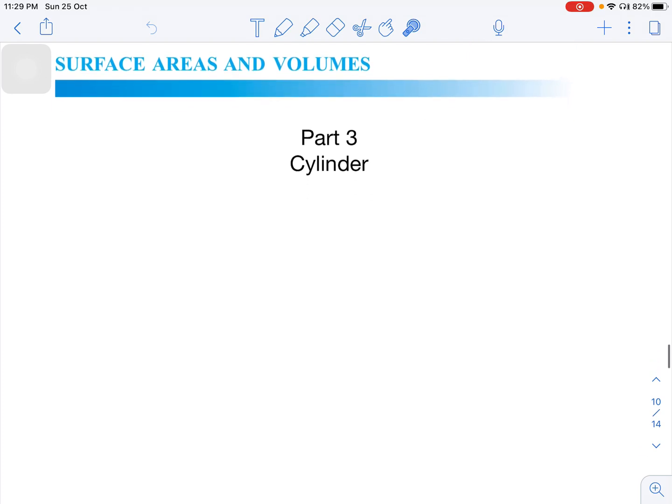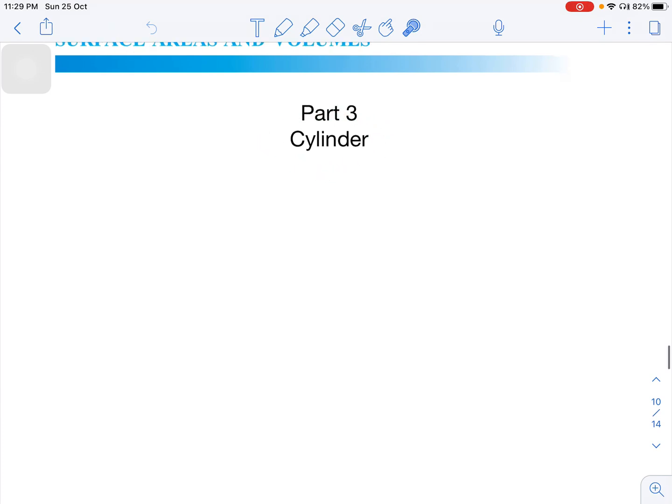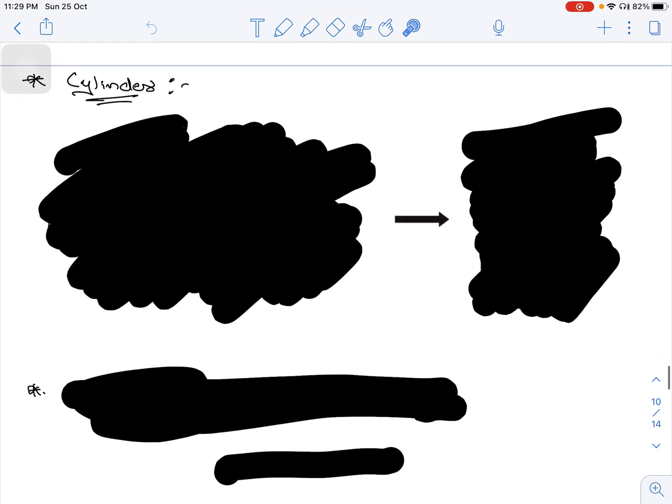In the previous class, we have learned about the CSA and TSA of a cube and a cuboid. Today we are going to learn about the curved surface area and total surface area of a cylinder. So let us start it. Before learning the CSA and TSA of a cylinder, let us see how a cylinder is formed.